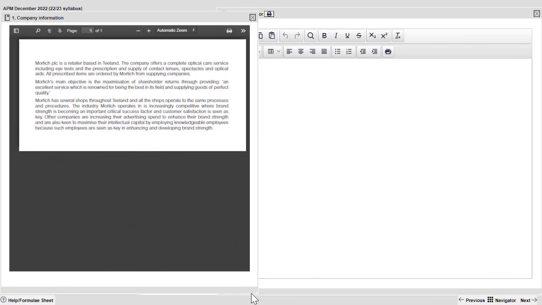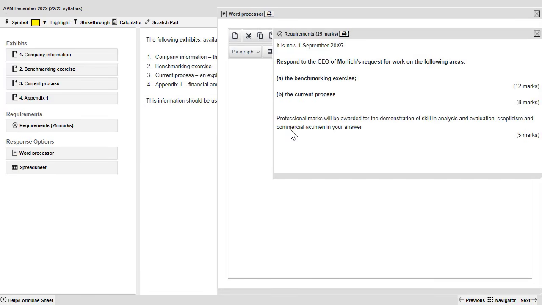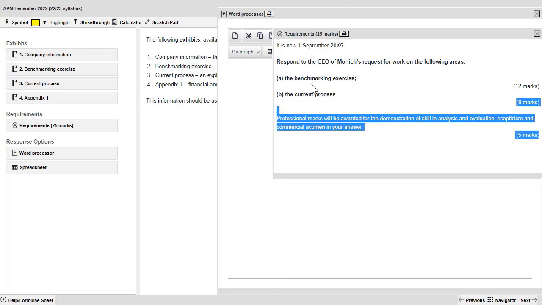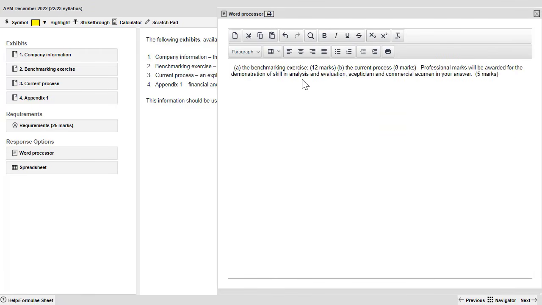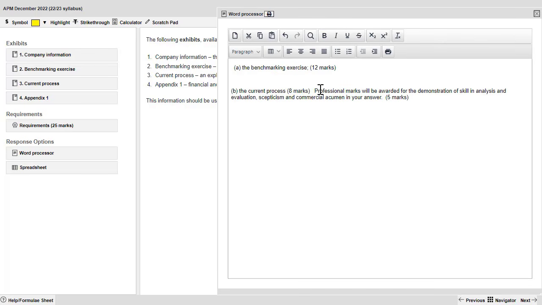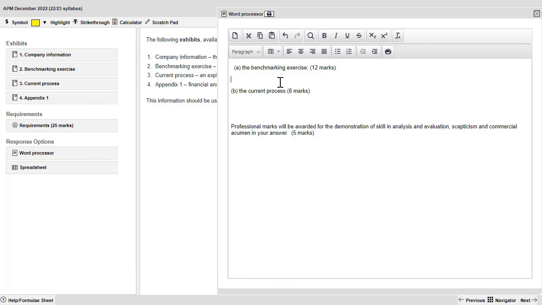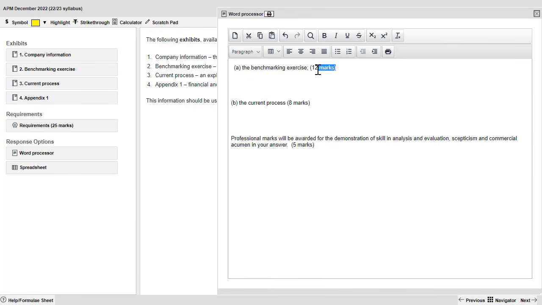Now that I understand what the business is all about, I can close this exhibit and let's open up the requirements. Let's copy these requirements right into the word processor. And the copy-paste action does not preserve those line breaks, so we quickly add the line breaks. When we're all done, we'll peel off the marks so it looks nice and professional, but we can leave them there for now. And we can now start thinking about the tactics of getting a pass.